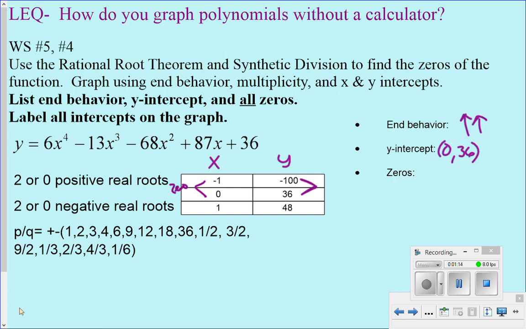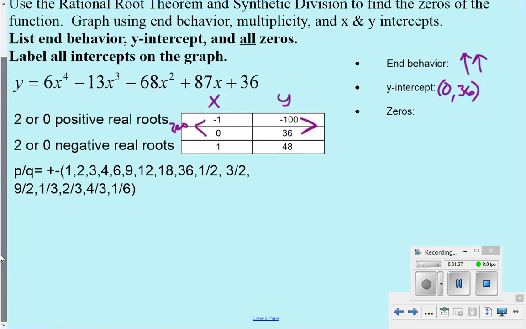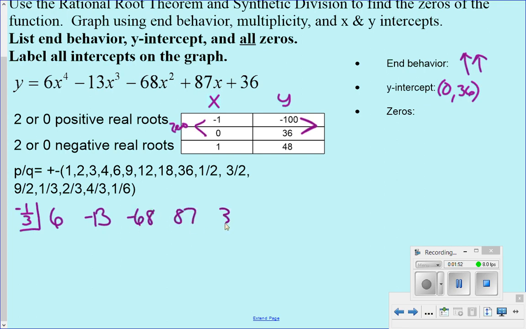Using our list of possible rational zeros, and realizing that some of those are between 0 and -1, we tried all of the numbers between 0 and -1 until we found a 0 remainder using synthetic division. I think -1/3 is the one that we found to work, so I'm going to quickly go through that. Remember to fill in zeros if there are any missing terms. I don't think we're missing any terms here. We have 6, -13, -68, +87, and +36.